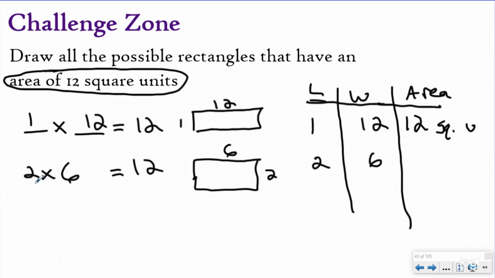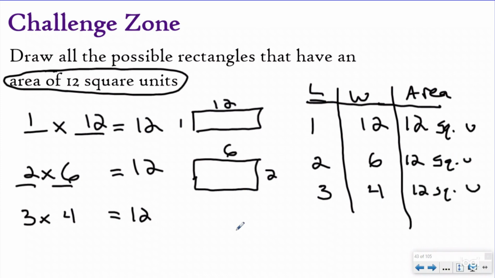Now, let's see if I can do 3, because I have 1 and 2. So if I skip count by 3, 3, 6, 9, 12. So I could do 3 times 4 would give me another rectangle. So I have 3 and 4. Oh, sorry. My area is going to be the same here, 12 square units. And that would obviously be a little bit wider rectangle and again a little bit shorter one. So now I have 4 and 3. And those are all the possible rectangles that you could have with an area of 12.